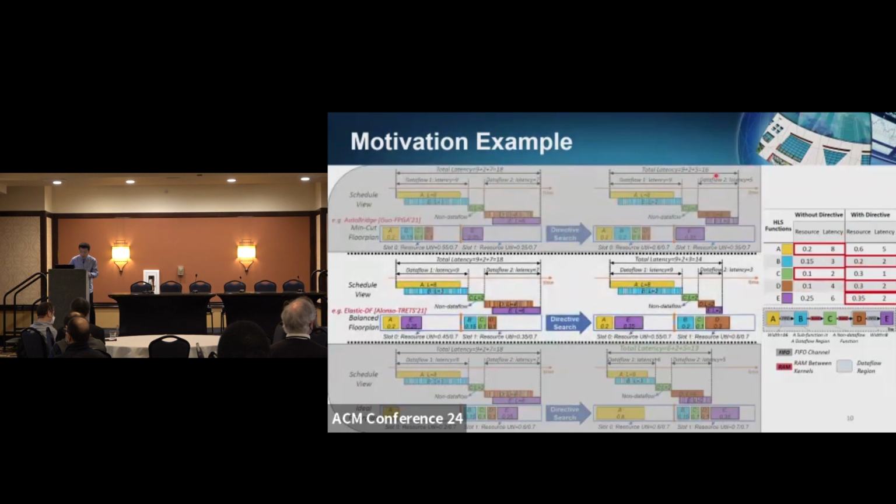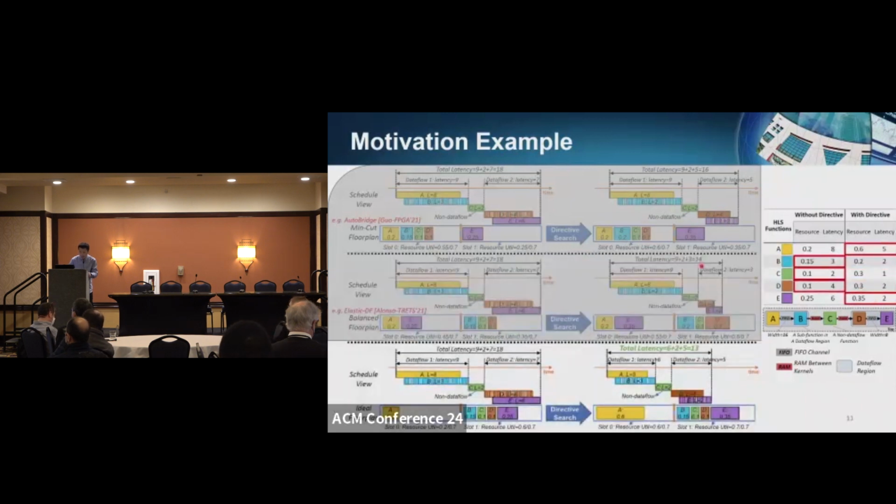Well, the second floor plan refers to the heuristic of resource balancing between the 2 slots. Module B, C, and D have similar size to the sum of A and E. So you'll see this floor plan. And we can apply directive for B, D, and E. And the total latency is improved to 14 in this case.